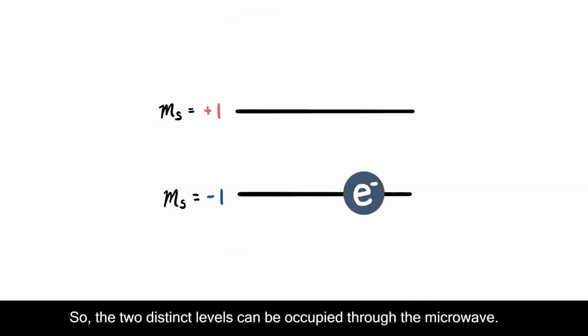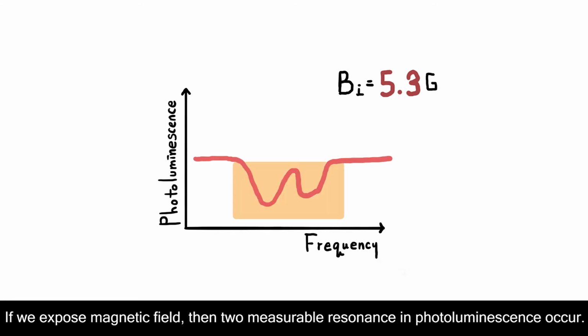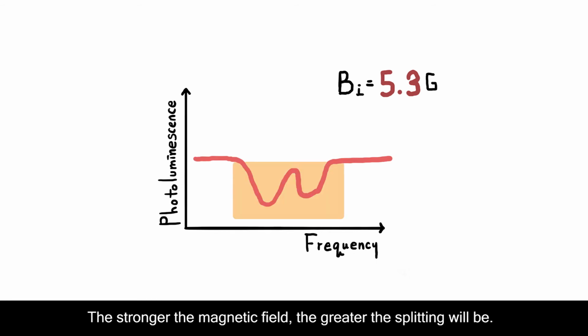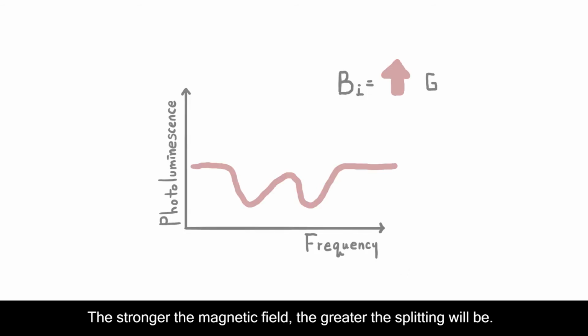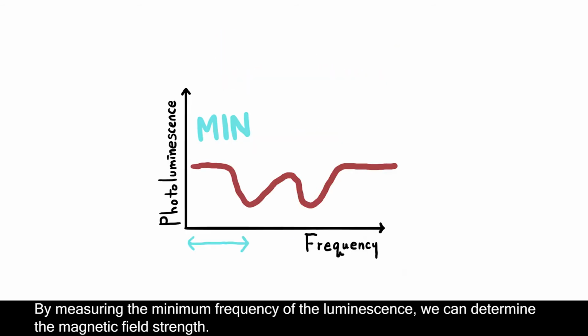So, the 2 distinct levels can be occupied through the microwave. If we apply a magnetic field, then 2 measurable resonances in the photoluminescence occur. The stronger the magnetic field, the greater the splitting will be. By measuring the minimum frequency of the luminescence, we can determine the magnetic field strength.